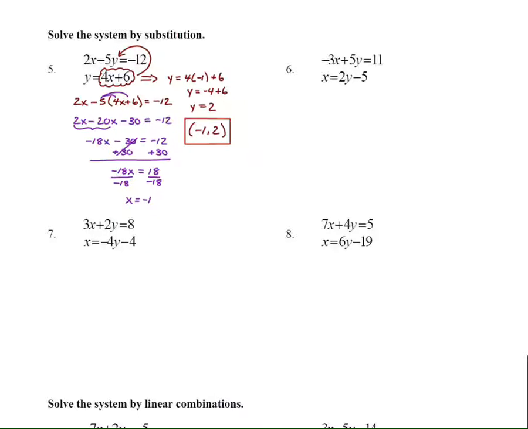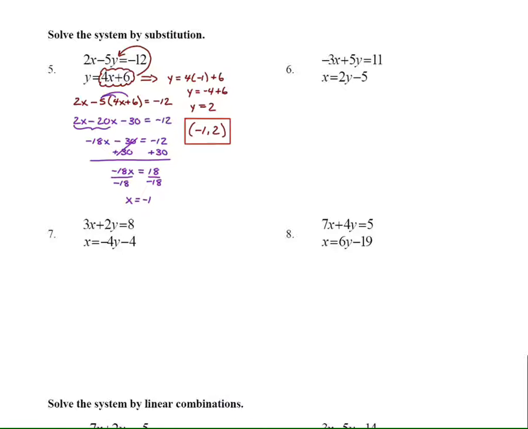So my answer, please make sure you put it in the correct order, x then y, should be negative 1, positive 2. So that's kind of the substitution process. One of my variables was already isolated in one of my equations, so that's what I'm going to take and replace with something in my other equation.